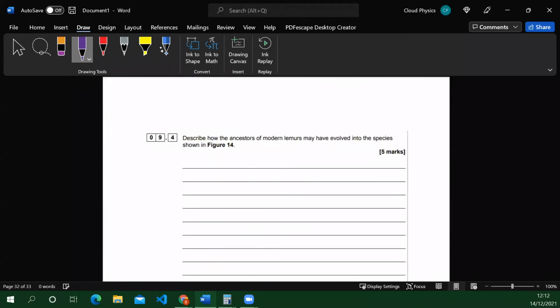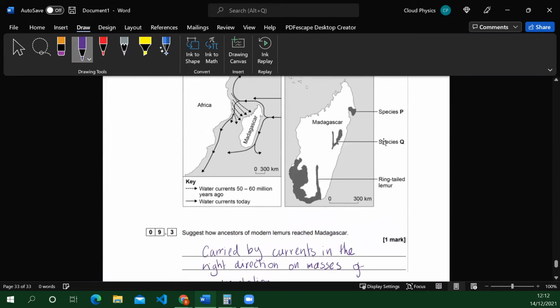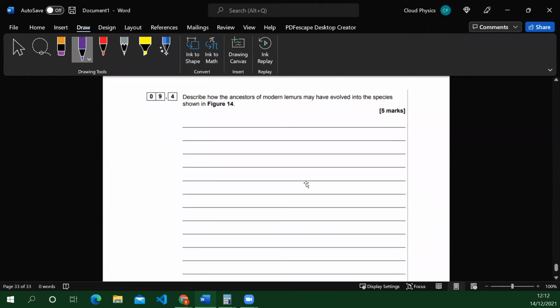Okay. Describe how the ancestors of modern lemurs may have evolved into the species shown in figure 14. So this is the last question of the paper. So we've got species P, species Q, ring-tailed lemur, the ones we're talking about there. So this is kind of a general question. So isolation of different populations. So there was variation within the populations. Kind of how anything evolves really, it's not just the lemurs.